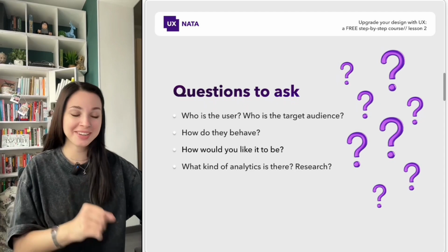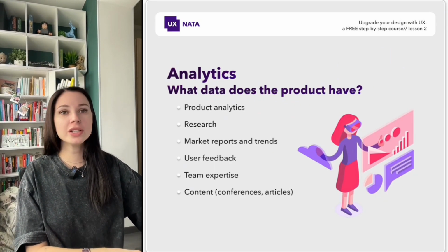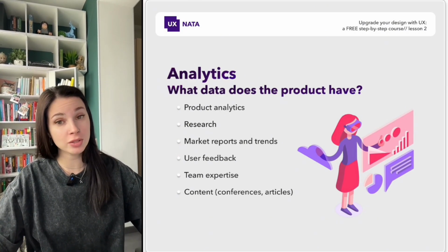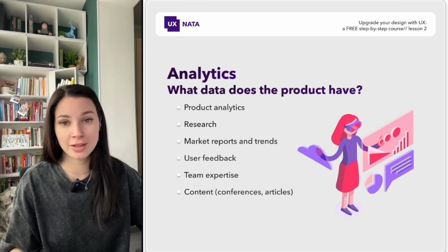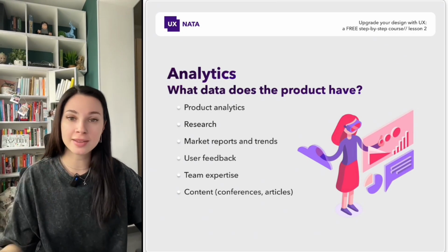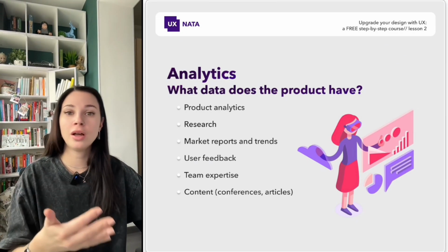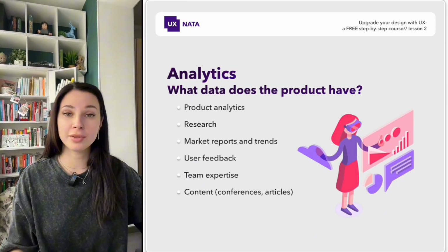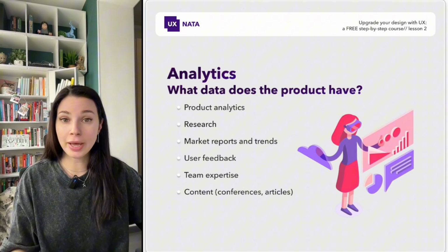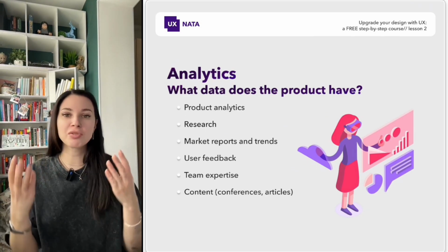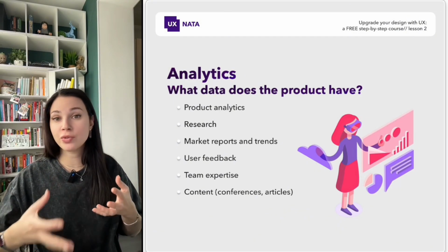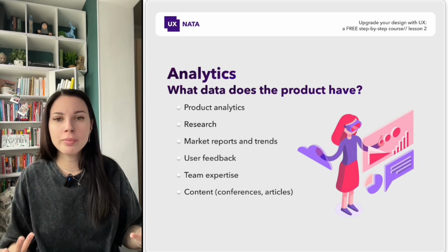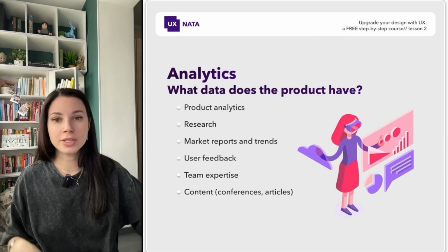Who is that? Then, of course, what data does the product have? For example, product analytics, research, market reports and trends. With artificial intelligence, it's too easy now to get that with ChatGPT or Claude or DeepSeek or other different services. And of course, we will talk about that in our lessons. User feedback: you can use different scrapers to get user feedback from different feedback websites, Google Play, Apple Store, and others.